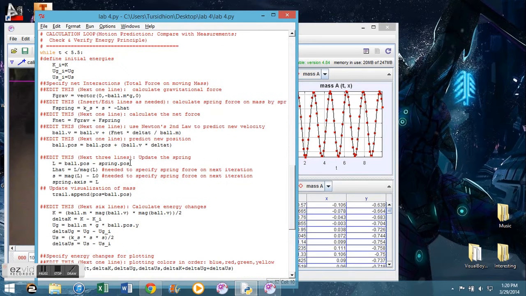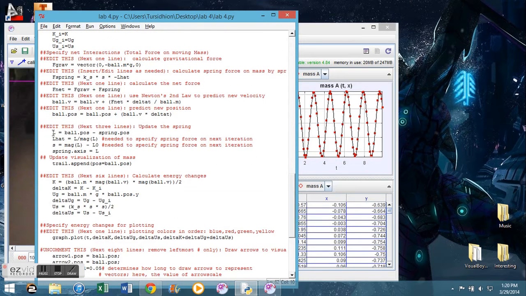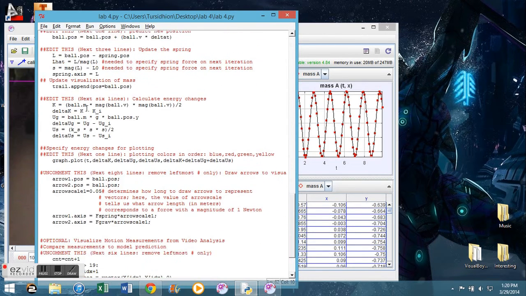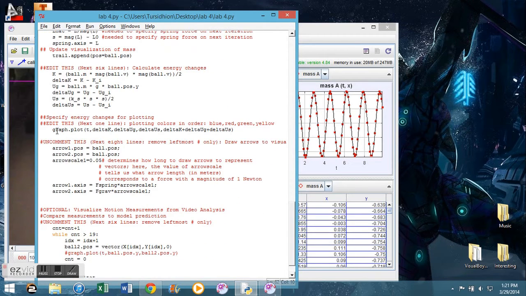We have Newton's second law, which is v final equals v initial plus F net over m times delta t, and the position update, which is position final equals position initial plus v average times delta t. We have our spring formulas from earlier, and here we can calculate the changes in energy, which is of course the final kinetic energy minus the initial kinetic energy, and the final potential energies minus the initial potential energies. And then down here we have a line of code that allows us to graph these energies when we run the program.